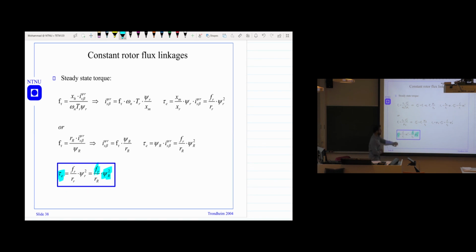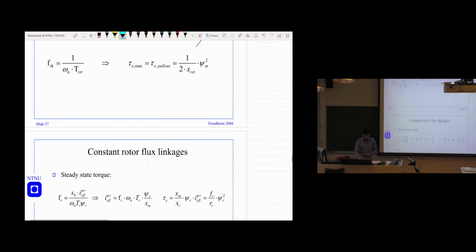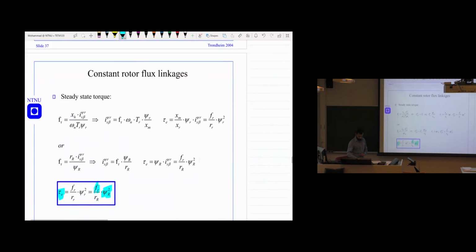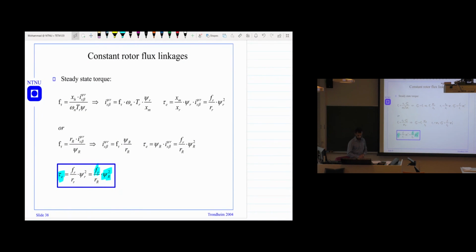So we see that this is a linear relation between torque and the Fr. But the previous two are not a linear relation, and they are like this, right? If you look at the relation between the torque and the flux, they're not linear. Therefore, we got that type of torque characteristics. But here is the linear relationship from the constant rotor flux.